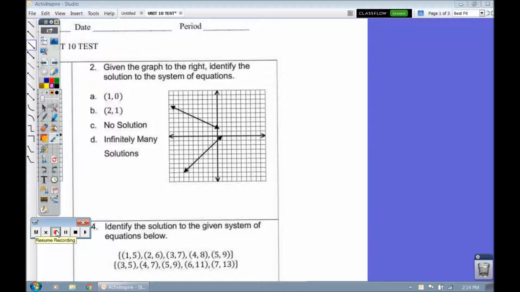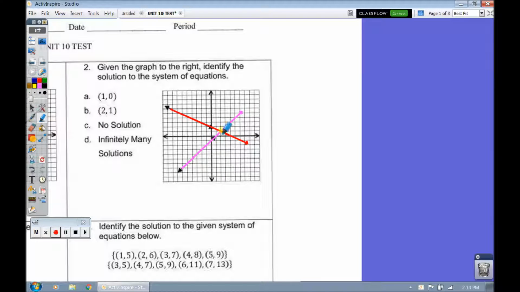Question 2, given the graph to the right, identify the solution to the system. So we're trying to find out where they cross. Well, it looks to me like they're going to cross out here somewhere. We need to extend these lines out. So let's extend this one out a little bit, and let's extend this one out a little bit. And you can see right here is where they're crossing. So this is the point we're looking for.